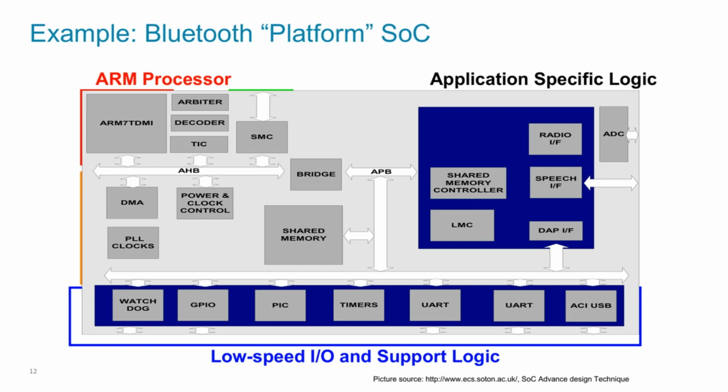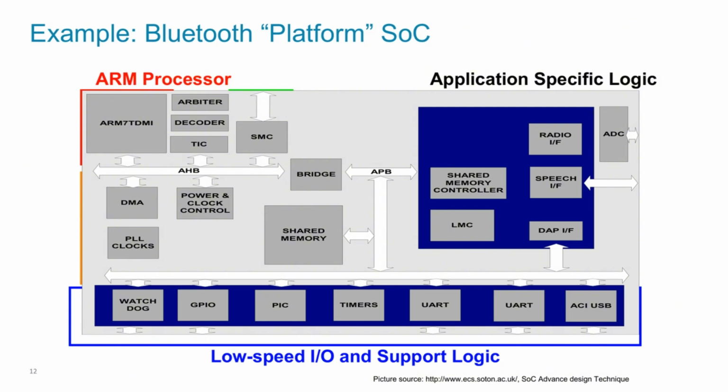Finally, at the bottom in the blue box, we have the low-speed I/O and support logic. These are the more common, general-purpose peripherals that you'd find in almost any embedded system. We have things like a watchdog timer to reset the system if it crashes, GPIO for general-purpose digital input and output, timers for precise timing, and UART for simple serial communication.